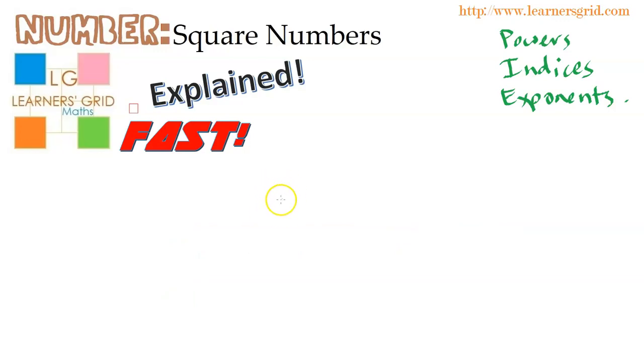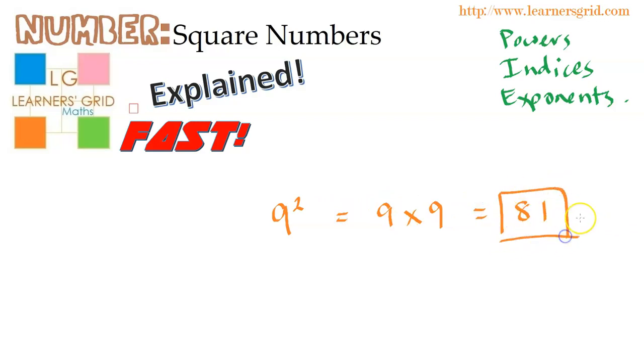So quick revision, let's put away the diagrams. What if I was to write down here 9 squared? What would the square number be? Well, 9 squared, what does it mean? 9 times 9, and 9 times 9 is 81. So 81 is the squared number. You could also express the square number as 9 squared.